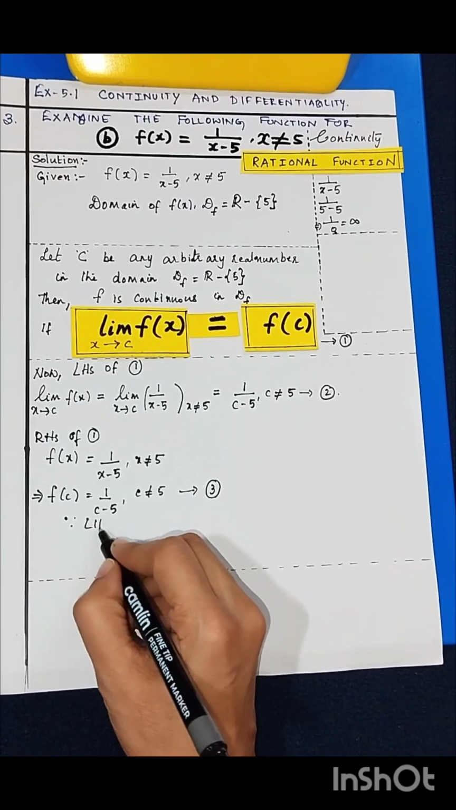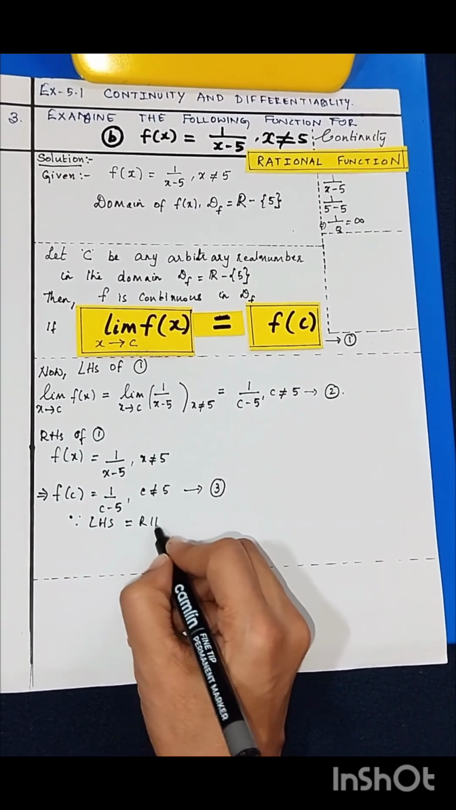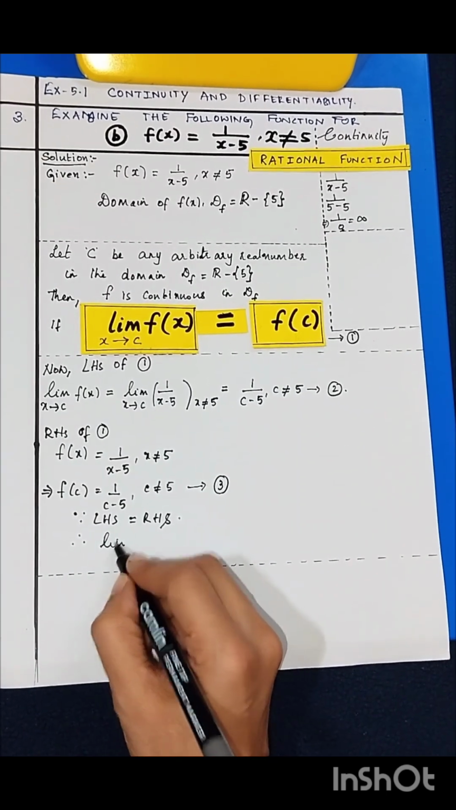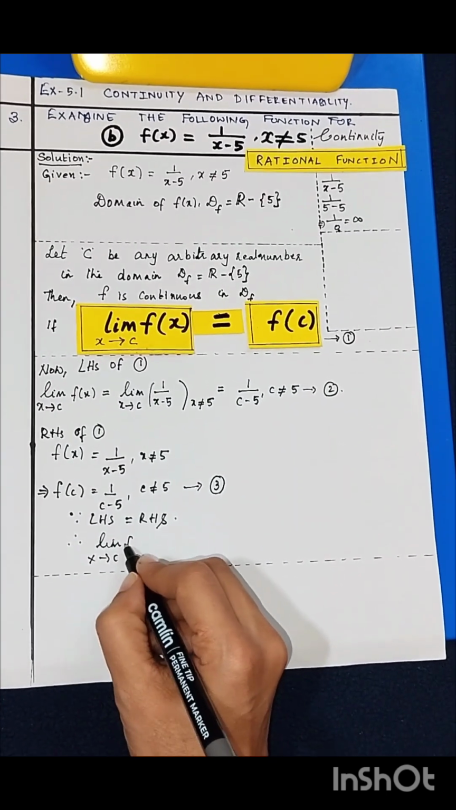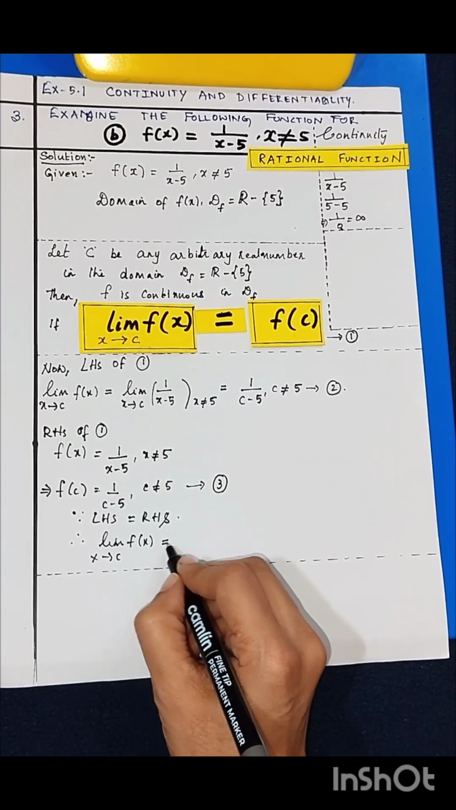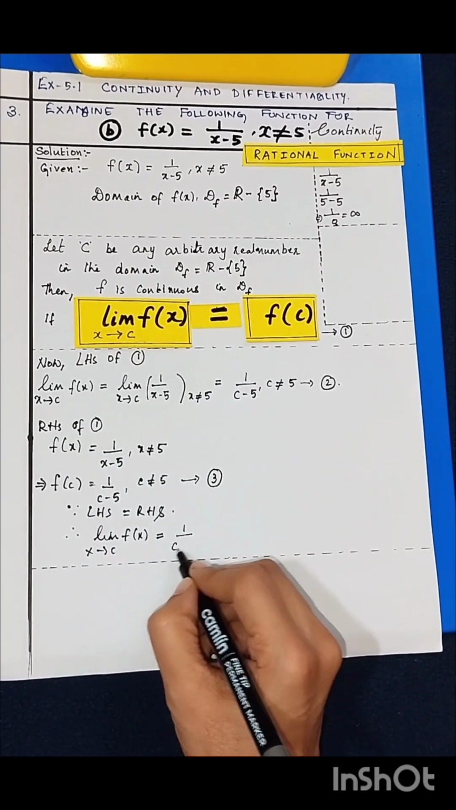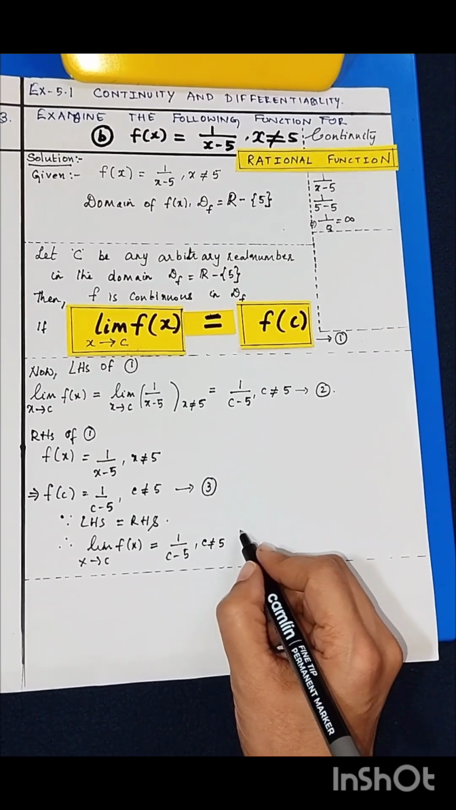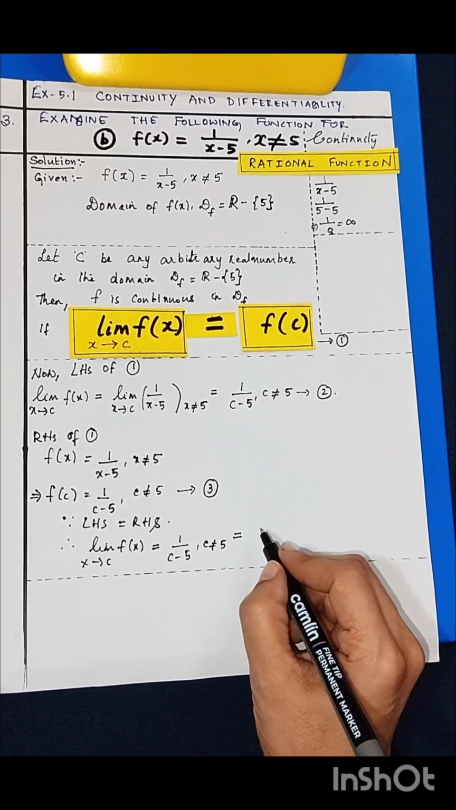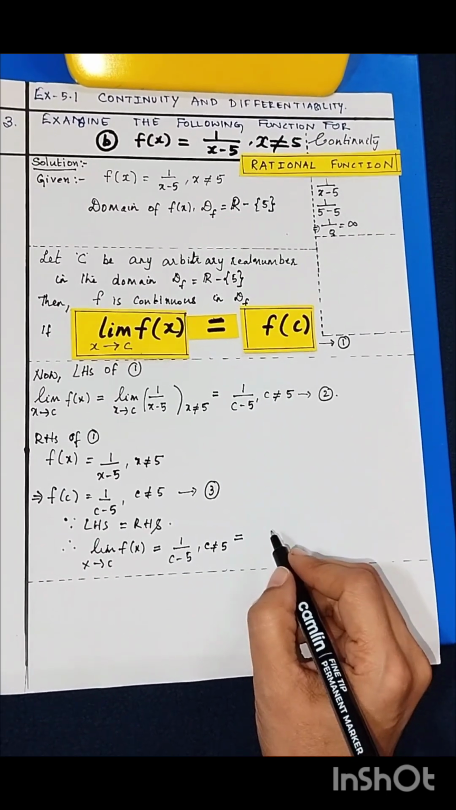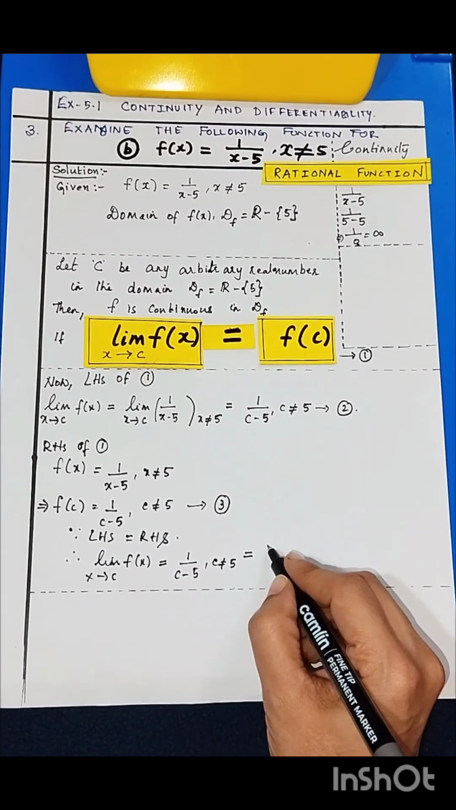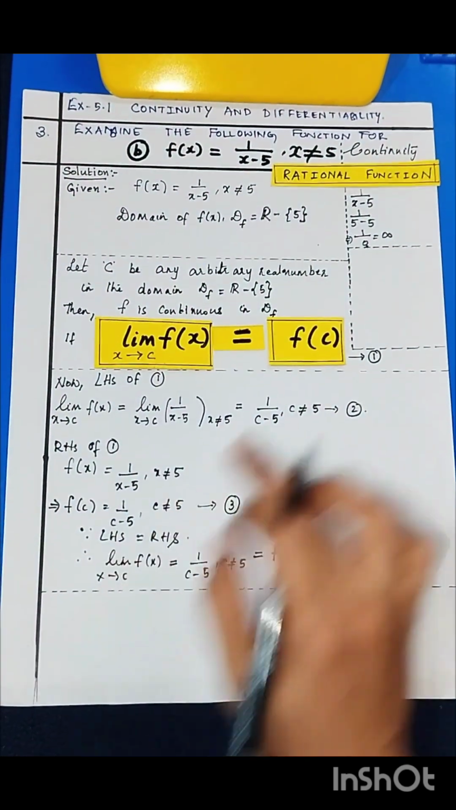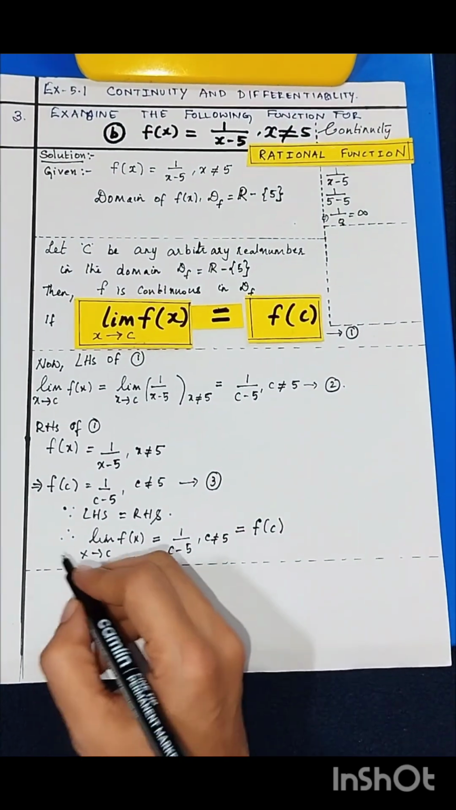Since LHS is equal to RHS, therefore limit x approaches c, f of x is equal to the value we got here, 1 by c minus 5, c is not equal to 5. And this is in turn equal to f of c. So LHS is equal to RHS.